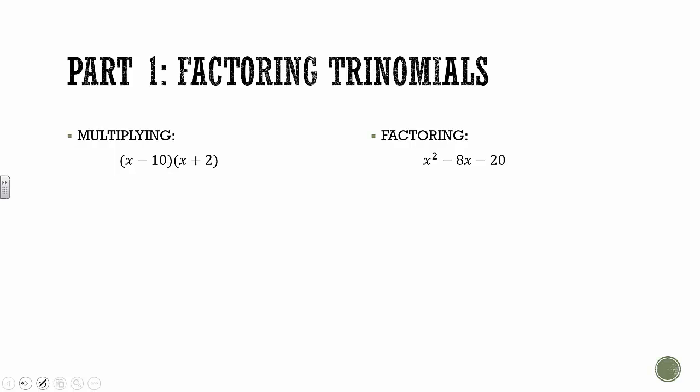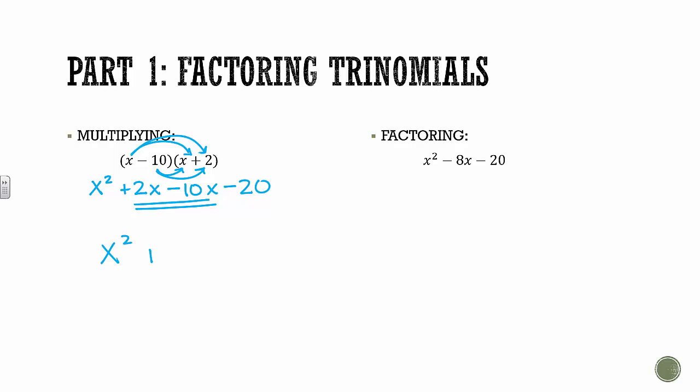So remember, factoring is the opposite of multiplying. So let's go through multiplication and refresh our memory as to what's happening. For something like this, we would double distribute. So we'd do x times x, x times 2, and then we would do -10 times x, and -10 times 2. And then we have these terms right here that can be simplified. -8x minus 20. And that would be our answer.